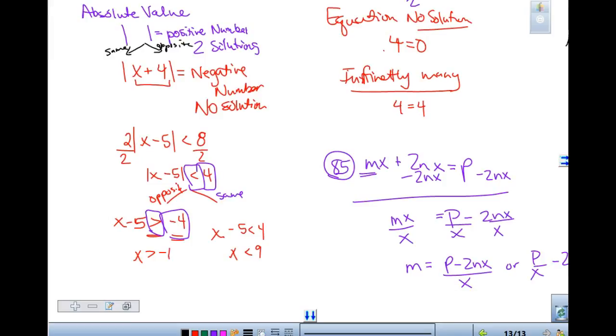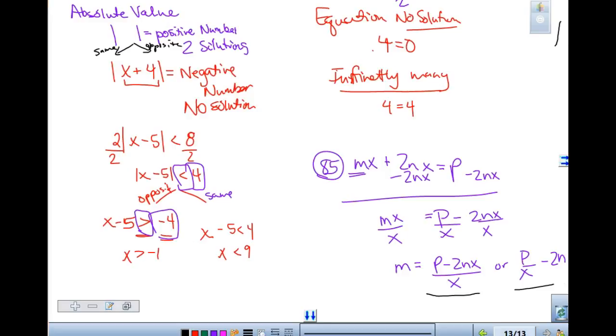Emily, question? 85. We did 85 in the other class, so it's up here. In 85, we're trying to solve for m. That means we subtracted the 2nx from both sides first, and then we're going to divide by what's with the m, which is x. I would take either one of these 2 answers. I would take it written either way.